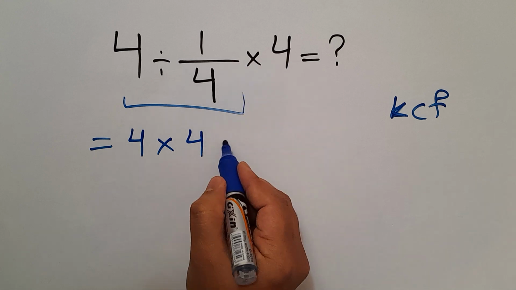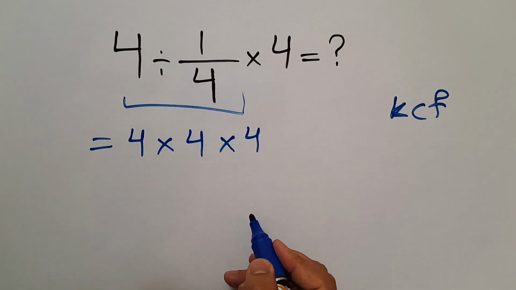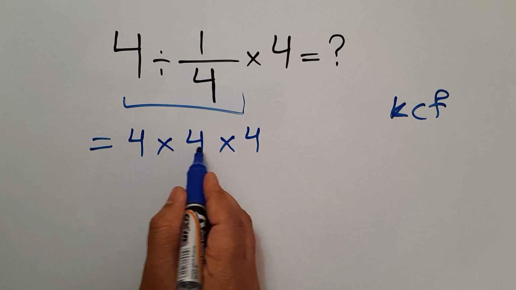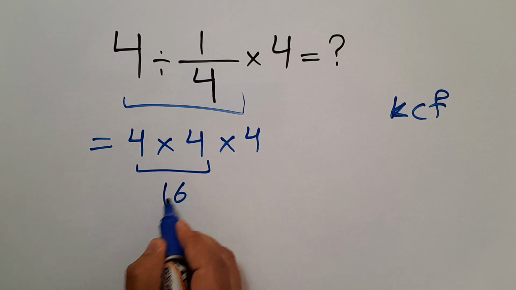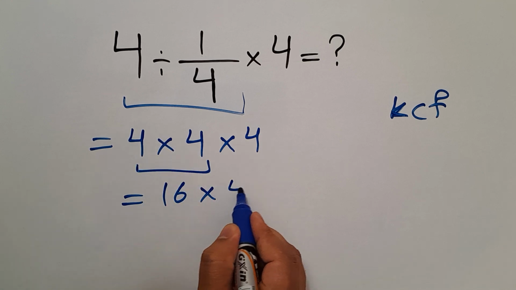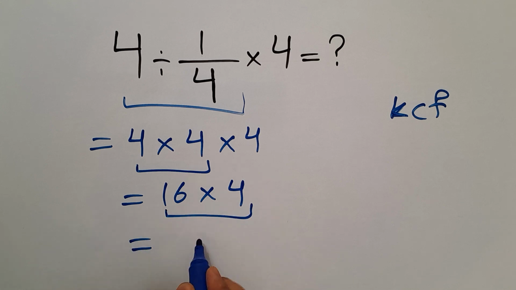And we have here times 4 again. Now, 4 times 4 equals 16. And 16 times 4 gives us just 64. So our final answer to this problem is just 64.